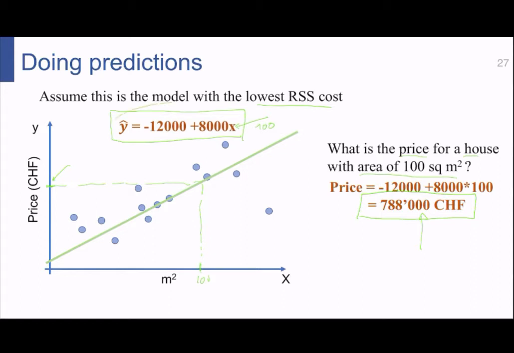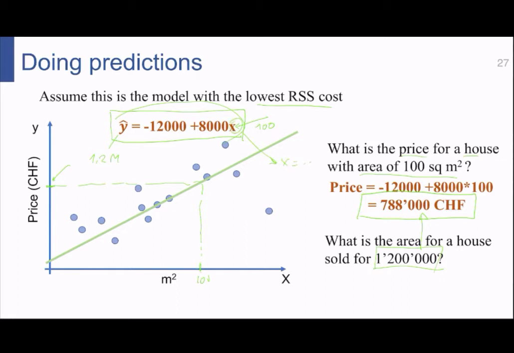Of course, if you have this equation, you can also do the reverse. You can also ask questions, okay, if I have a house which is sold for 1.2 million, what is the expected area for that house? So here you can put the 1.2 million here and solve for x. I'm going to leave this as an exercise. This is going to give you the area of the house which is sold for 1.2 million, or at least the expected area, how big it's going to be.